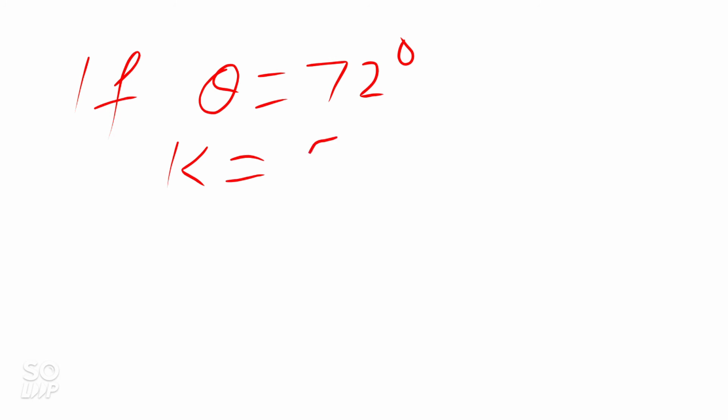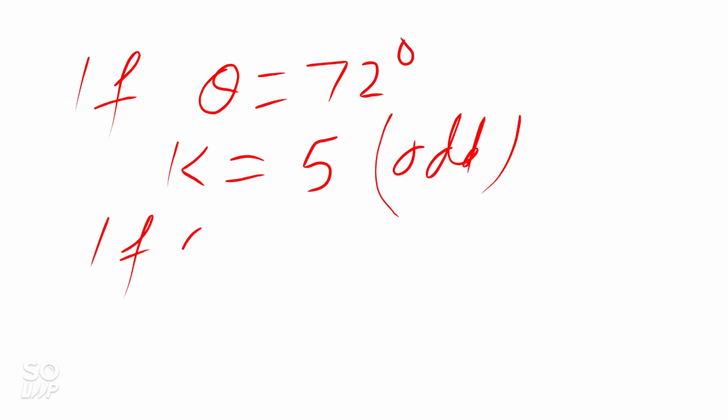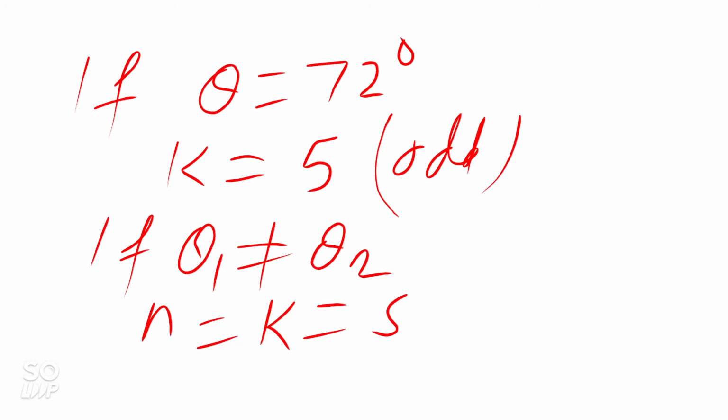Now let's take a numerical example. If the angle between the two plane mirrors is just like the previous condition, theta 72 degrees, then k will be odd, that is 5. And if it is the condition of asymmetry, if theta 1 is not equal to theta 2, then n is equal to just k, that means 5. 5 images will be formed in this case. Now let us take more examples.